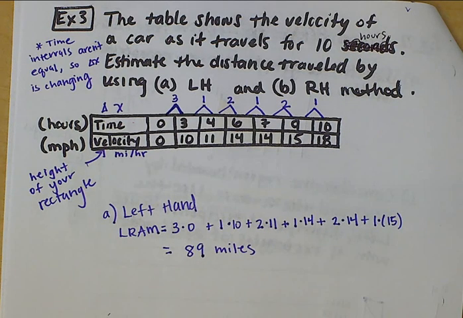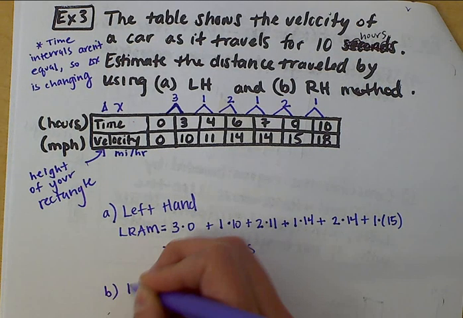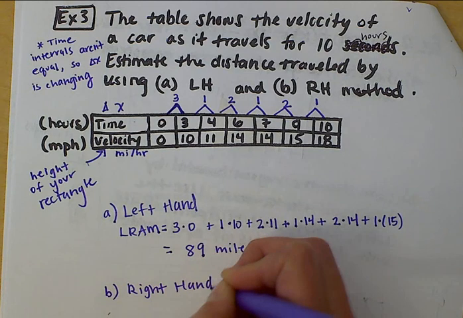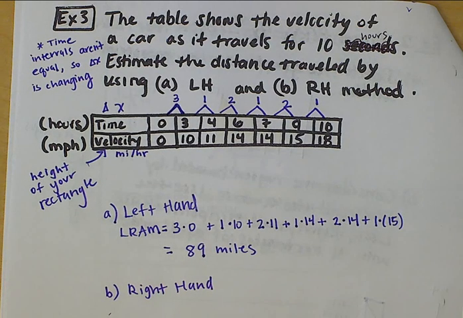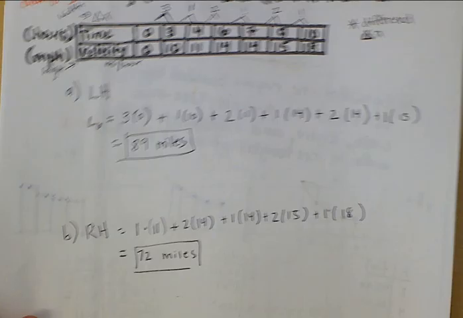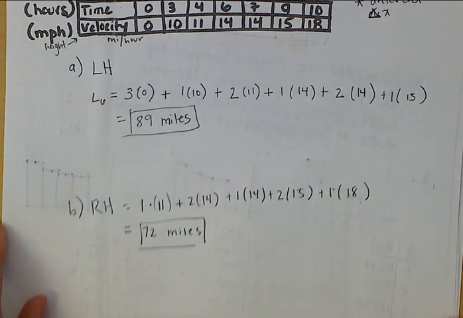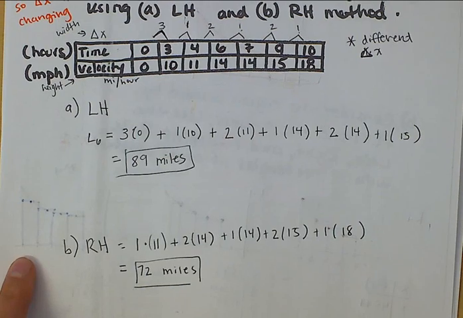Okay. Please pause me and on your own try to find the right hand estimate. Hit pause, try to find the right hand estimate. Okay. Assuming you paused, this would be the solution for that right hand. So now you'd use all the right points, the points on the right.